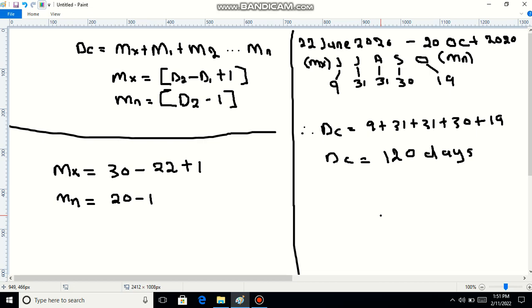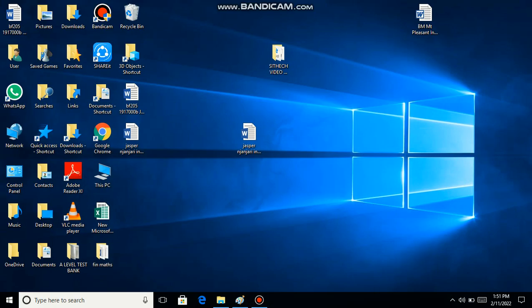120 days. This is what I wanted us to learn today: how to calculate the number of days between two dates in finance where there are odd periods in between those days.